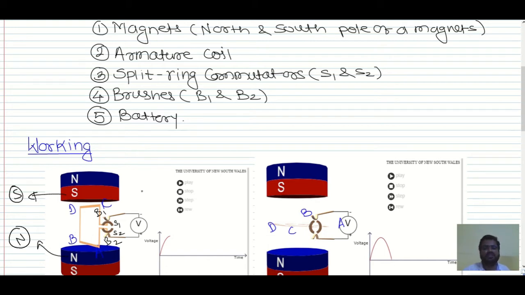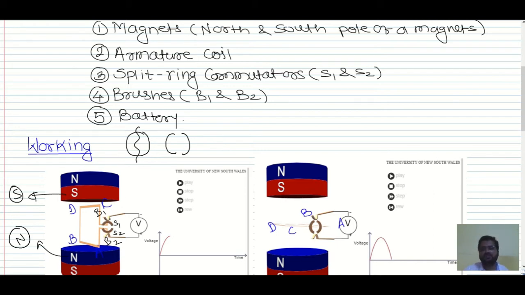Split ring commutators. So why do we call this a split ring commutator? Because we have a ring, suppose. We have a ring, and if we split it into two parts, then we'll get this structure. And this is just like splitting the ring. That's why it is called the split ring commutator. And the function of the split ring commutator is to reverse the current in the coil. Okay. So these are the split ring commutators.